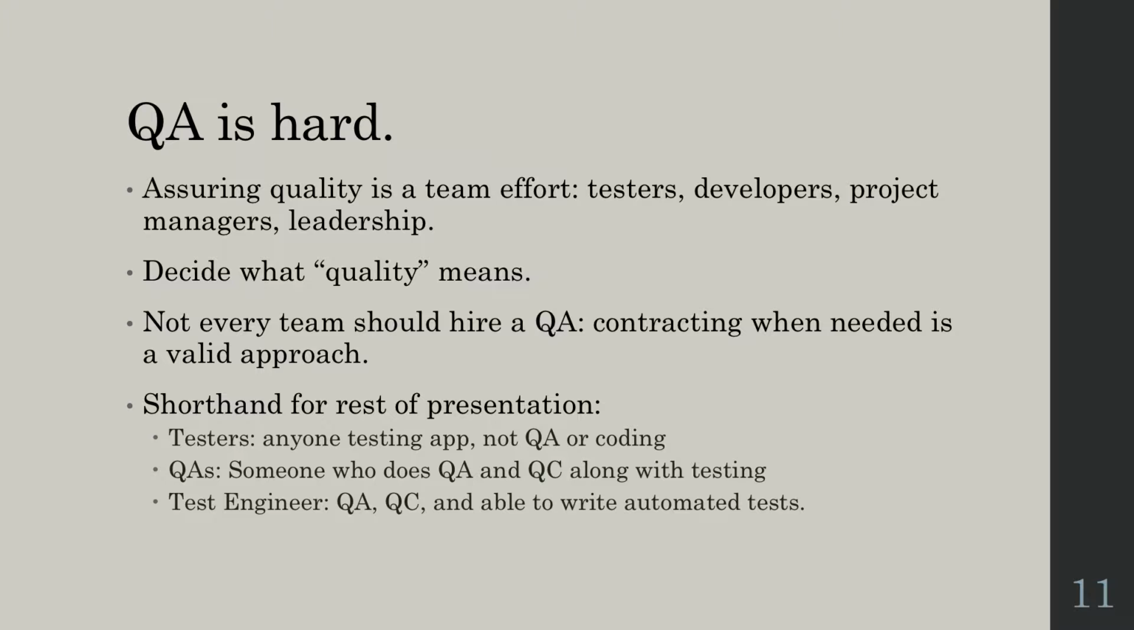So for the rest of the presentation, I'm going to use this shorthand. Testers: your grandma, your cousin, anyone who can help you sanity check what you're working on. QAs: someone who's doing testing, QA, QC, but probably not coding. There's a limited amount they can do that approaches that, but I will call a test engineer anyone who's actually doing programming or scripting, writing automated tests.